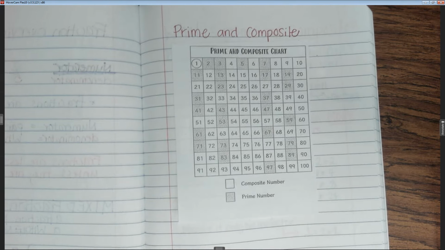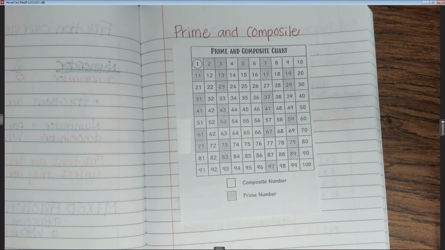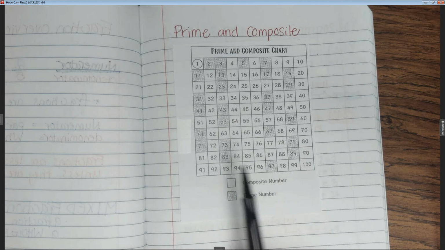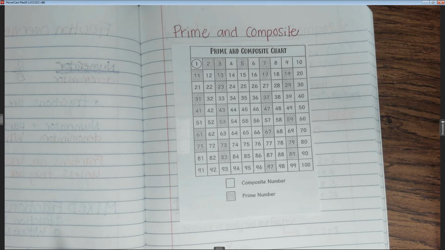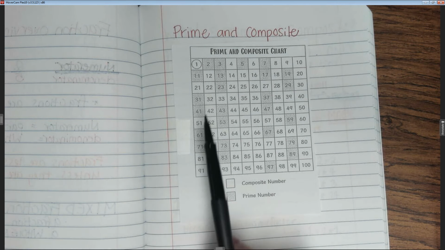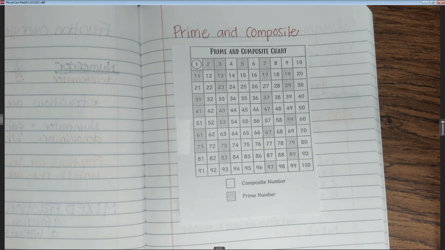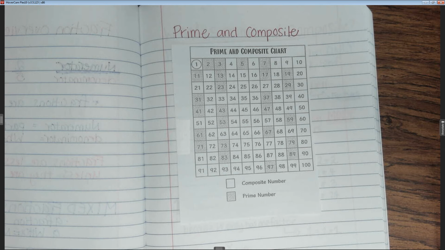Okay, the next thing we're going to talk about are prime and composite numbers. You have this chart. I gave this to you guys. Some of you still don't have it, and if you don't have it, don't worry about it. I'm still trying to find out how I can get you guys some of this stuff. I can send it to you if you want a copy. If your parents can make a copy for you, you can definitely do that. Or you can simply just write the numbers. I know it would take forever. Maybe don't write them. But this is just a quick look that you can see what prime and composite numbers are.